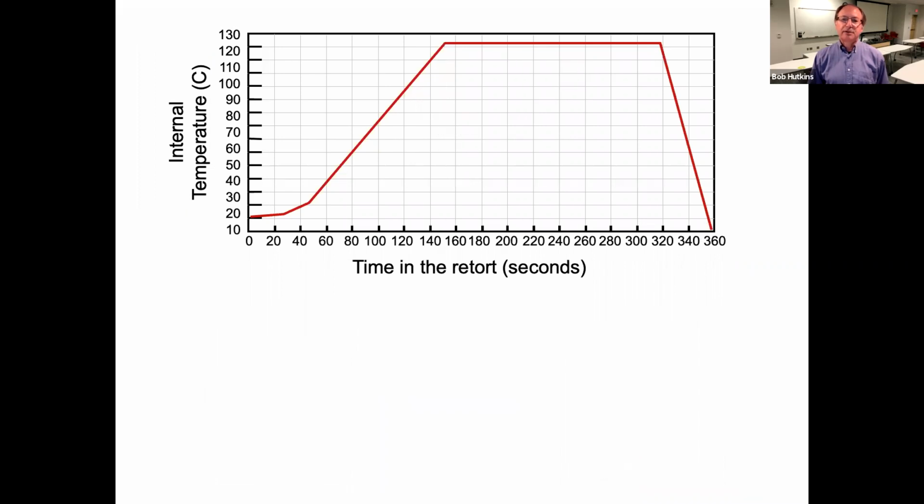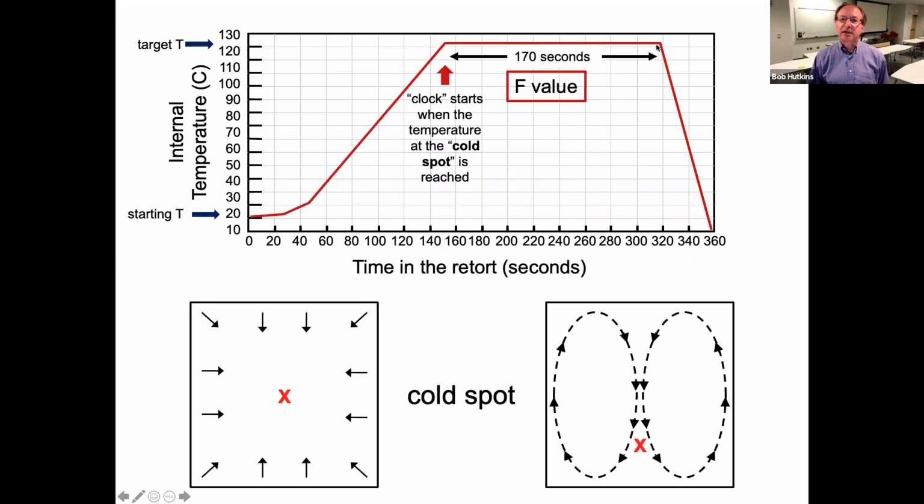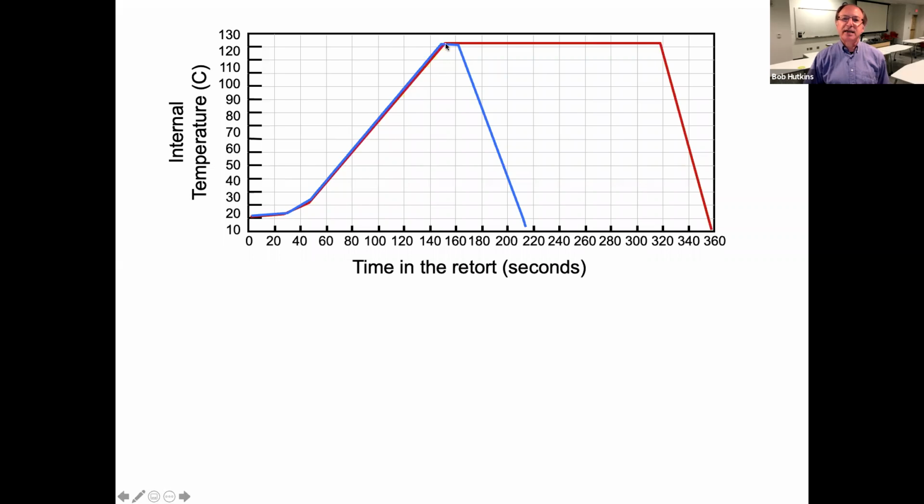Now, in reality, this is how they process cans. You might say, "Hutkins, you just told us it takes 170 seconds. Now you're saying we're out of here in a few minutes." Well, this is the reality, because it's only at 121 for 20 seconds. So is everything I just told you wrong?